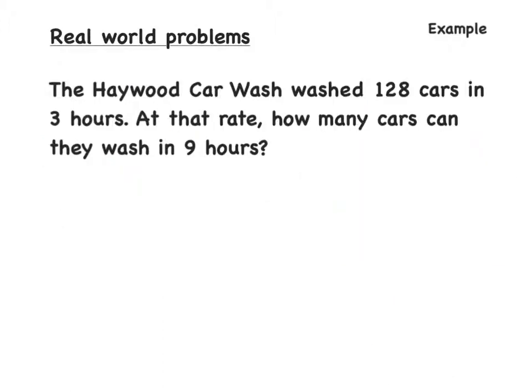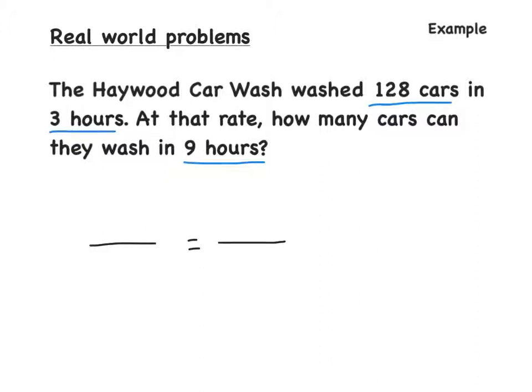Alright, so the next two ones that we have are real world problems. So in this case, the Haywood car wash, they washed 128 cars in 3 hours. At that rate, how many cars can they wash in 9 hours? So the important information that we have: 128 cars, 3 hours, 9 hours. So when we are setting up proportions, this is extremely important. So we have our proportions, or we have our ratios that we can create.